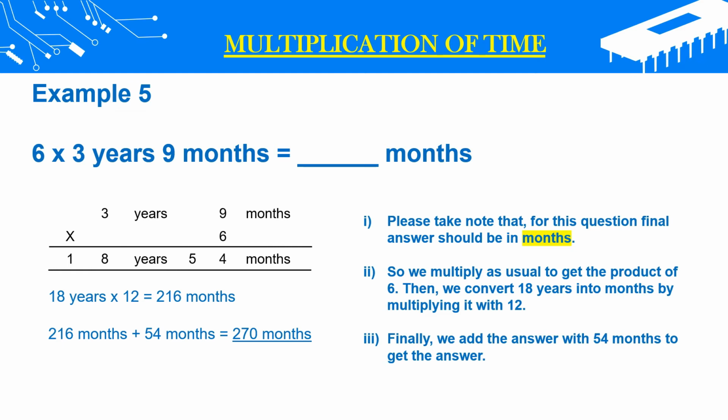Then, the only part we need to convert is the years. 18 years multiplied with 12 will give us 216 months. So the total 216 months plus 54 months will give you 270 months.